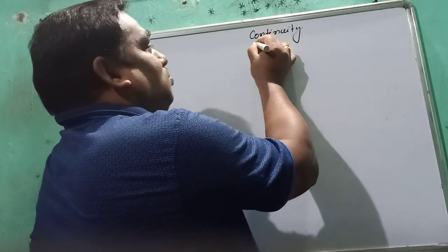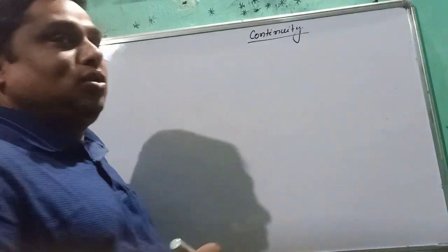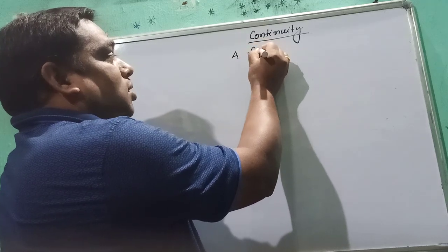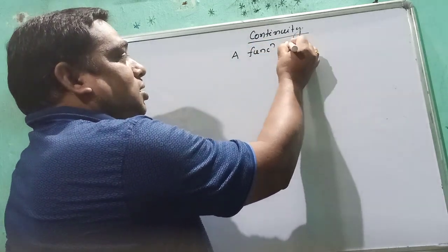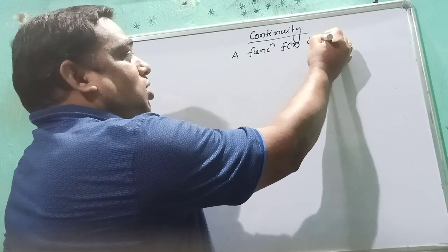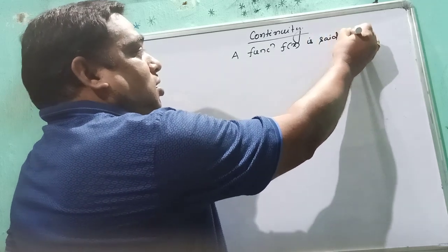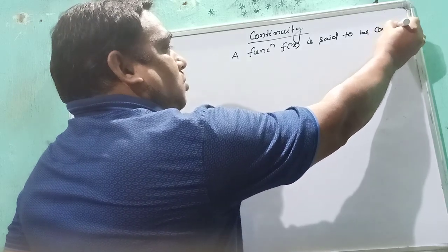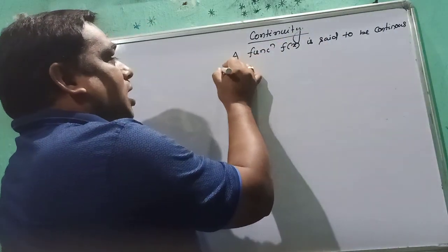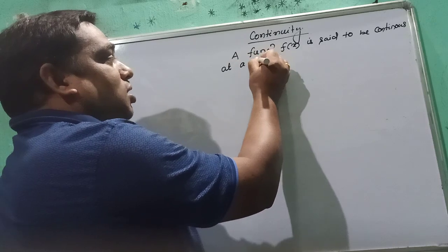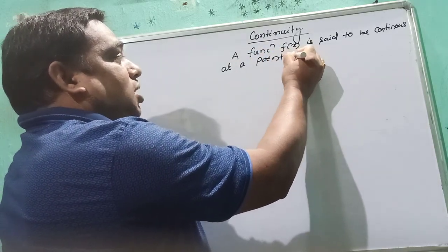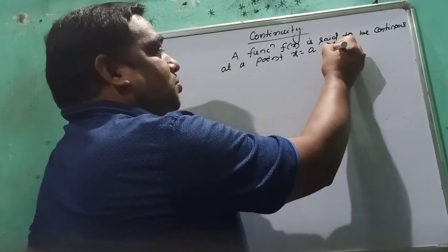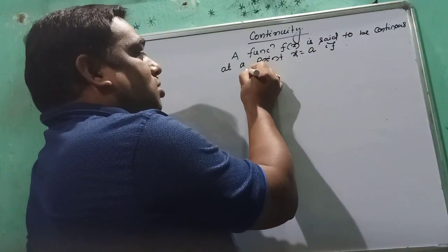Today we discuss the topic continuity. A function f(x) is said to be continuous at a point x equal to a if it satisfies three conditions.